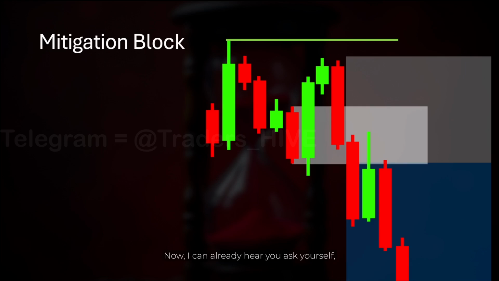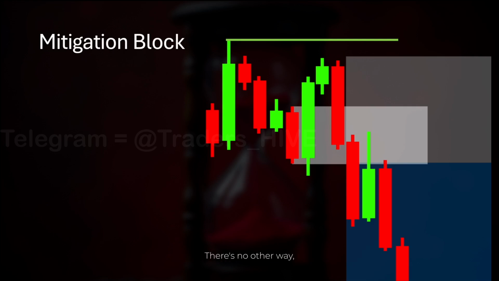Now, I can already hear you ask yourself, but is there one pattern which is stronger than the other? Is there a difference between the significance of a breaker or a mitigation block? No, there isn't. I want you to understand that both a breaker and a mitigation block have the same level of significance, and the reason why that is the case is because they are both swing formations which are occurring.